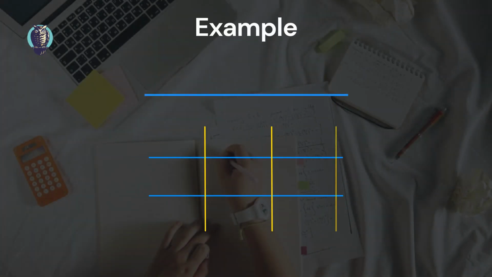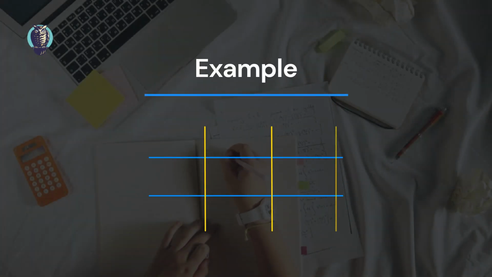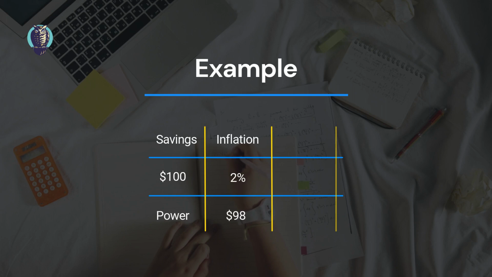For a better understanding, let's illustrate the concepts of inflation and deflation. Let's look at a practical example. Imagine you have $100 in your savings account, and the inflation rate is 2%. After 1 year, your $100 will only have a purchasing power of $98 due to the increase in prices. On the other hand, if the inflation rate is -2%, your $100 will have a purchasing power of $102 after 1 year.